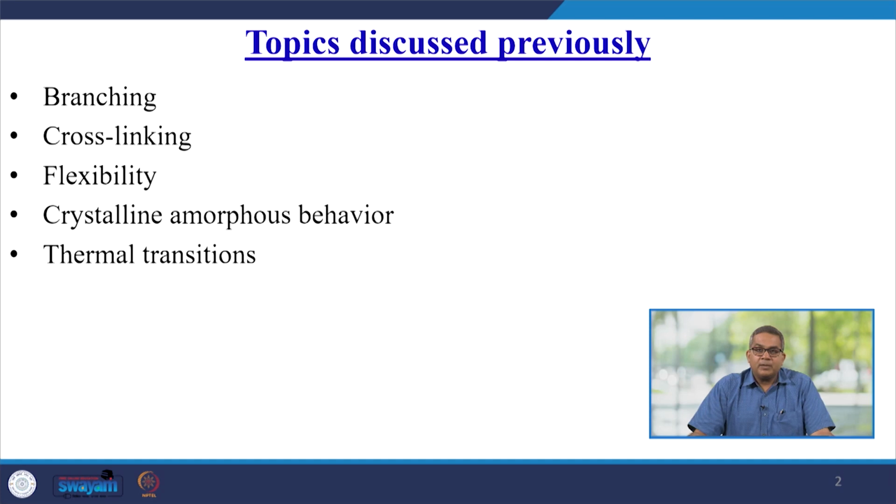We discussed branching, cross-linking, and flexibility. Then, in detail, we discussed the crystalline and amorphous behavior of different polymers, in which we covered the crystallinity and amorphous aspects of the polymers. Then we discussed the thermal transitions, in which we covered Tg and Tm.